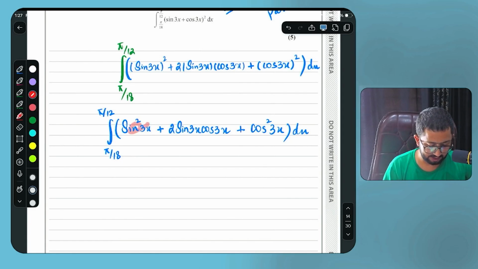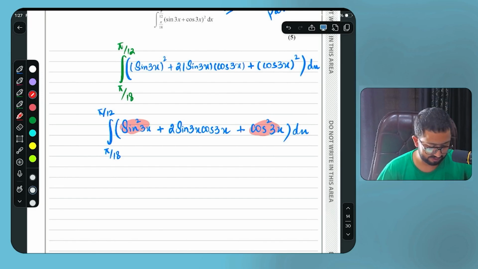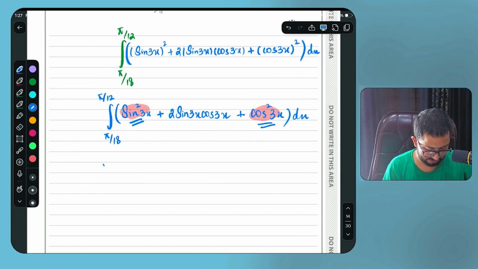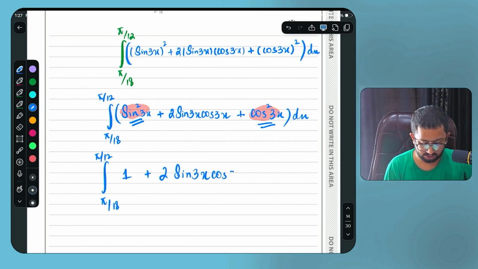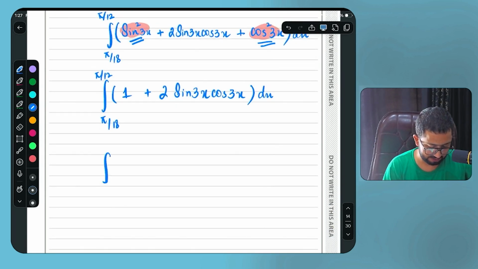So as you can see, whenever you see square quantities, you should know the square identities: sine square plus cos square equal to 1, secant square minus tan square equal to 1, or cosecant square minus cot square equal to 1. So this plus this equals 1 actually. So 1 plus 2 times sine 3x cos 3x into dx. Perfect. So let's apply integration separately.